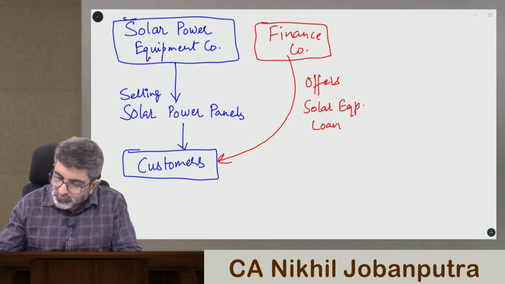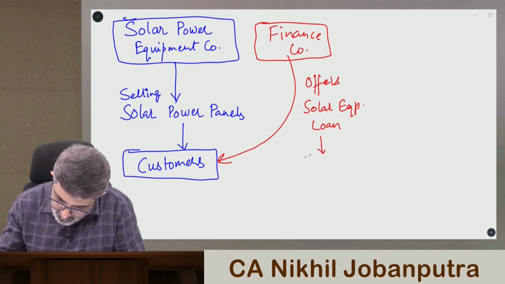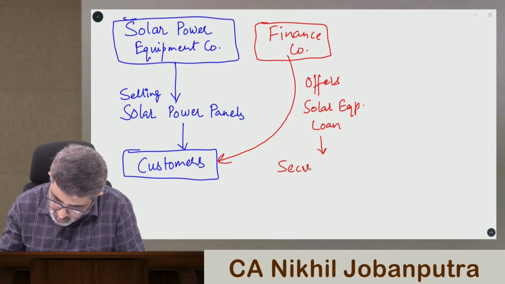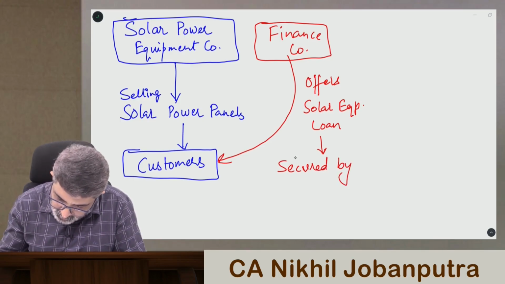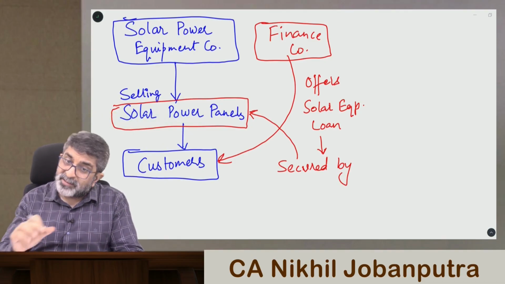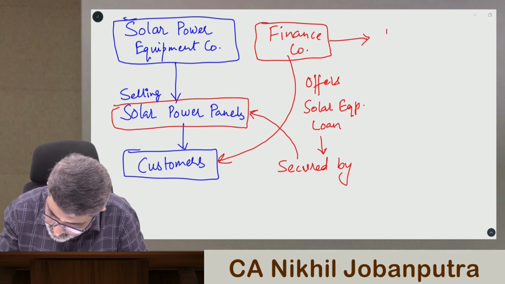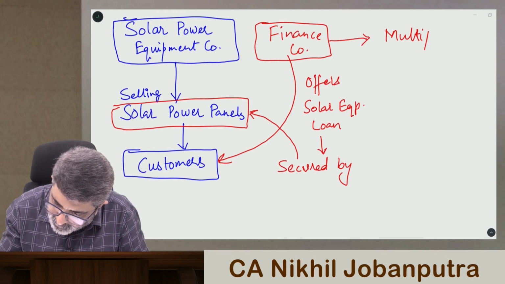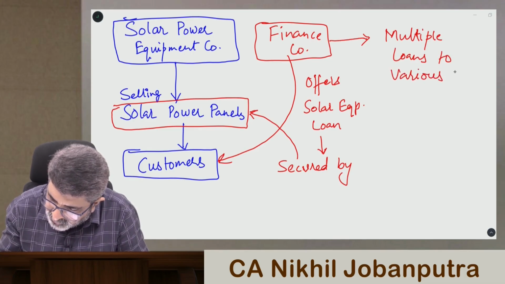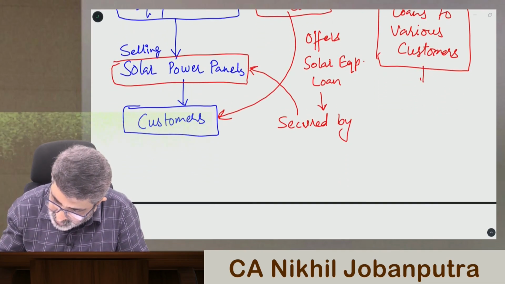This loan will have the backing of, it will be secured by what? Secured by the solar power panels, which are bought by customers. The loan will be secured by that. So the loan is typically secured. Now the finance company will create multiple loans to various customers, and this becomes the asset pool now.